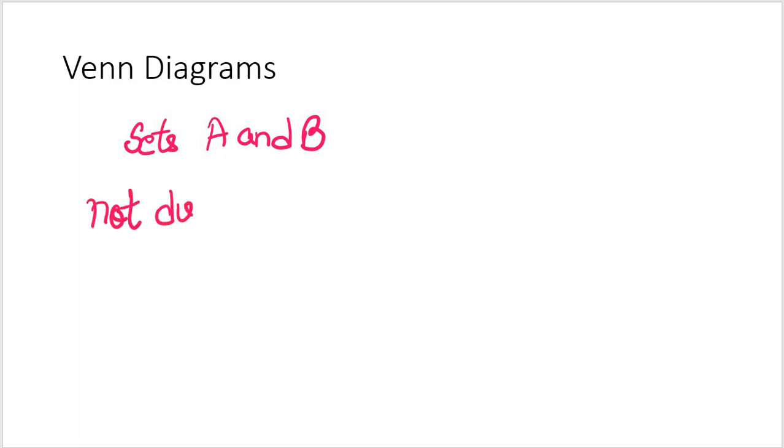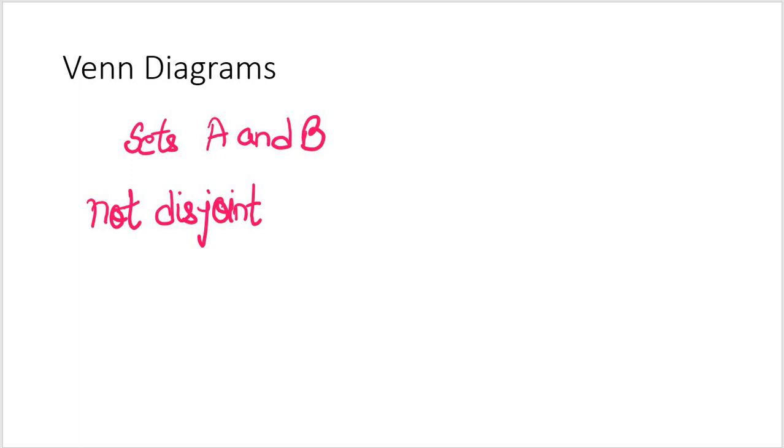Now, the next is when I have sets, let's say A and B once again, and these sets are not disjoint. That means some elements are common among these two sets A and B.